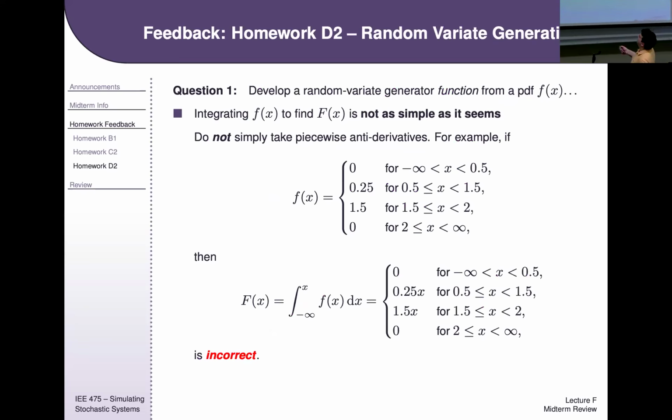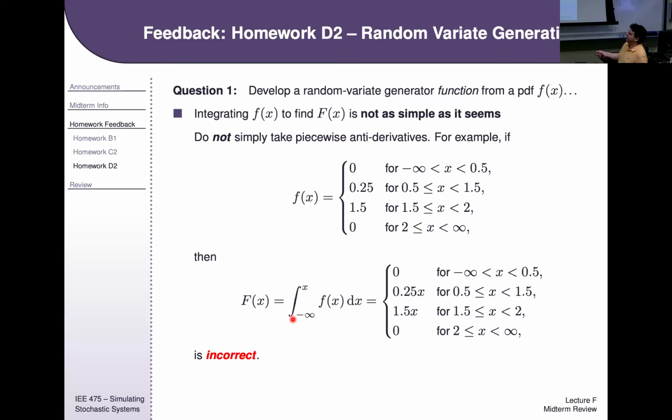All right. And then the last homework, the homework that's due this Saturday, these are things I talked about in the last lecture as well, but just don't only take antiderivatives. So if I give you this PDF, this is not the right CDF. The student here just takes the antiderivative of each row and doesn't consider the effect of previous rows on the integral. And so that ends up being incorrect. And so that's why this CDF is not a CDF.